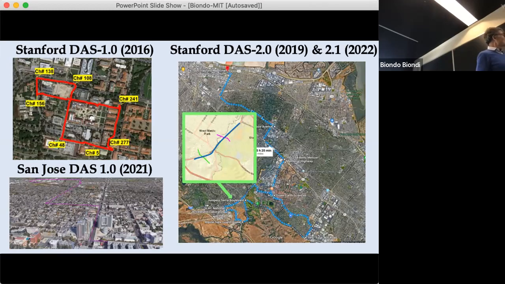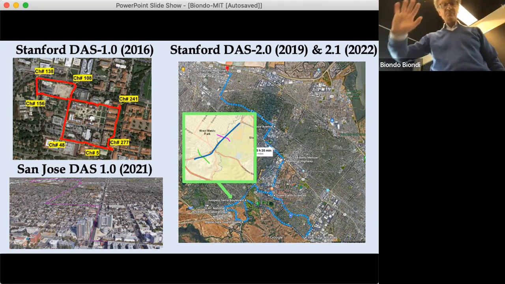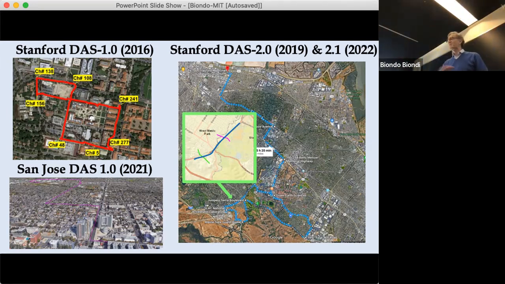In between, we also recorded data in many other places, under the ocean, but also in San Jose in the spring and early summer of 2021. That is the path of the array in San Jose, and we'll show you some of the results. The idea here is that modern cities have fiber everywhere, and there is an opportunity to build a network of seismic sensors. I call it, a little ambitiously but not that much, the billion sensor array project.